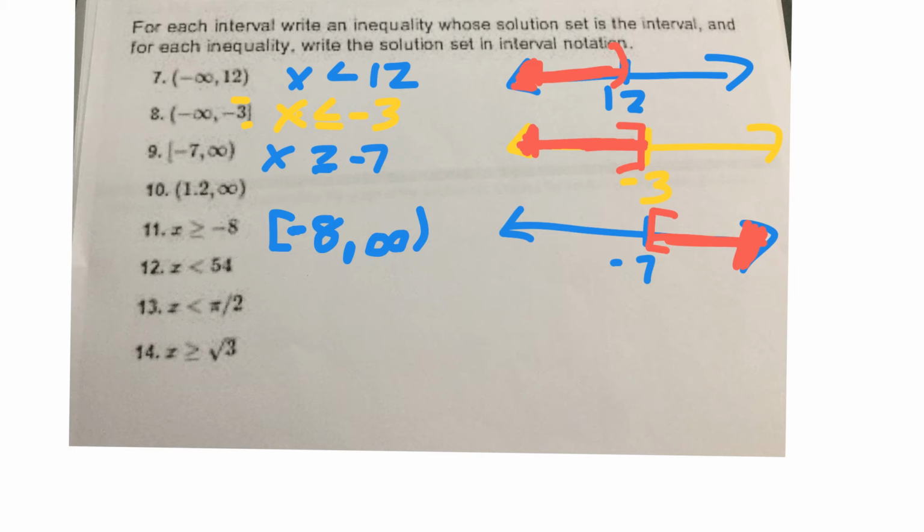Next, I've got x is less than 54. My solution is all things less than 54, which means 54 is the biggest number, and 54 does not work. Okay, so the smallest possible value is -infinity. The highest value is 54, but it's not included, so I put a parenthesis.